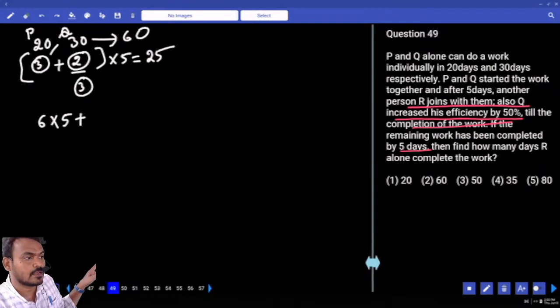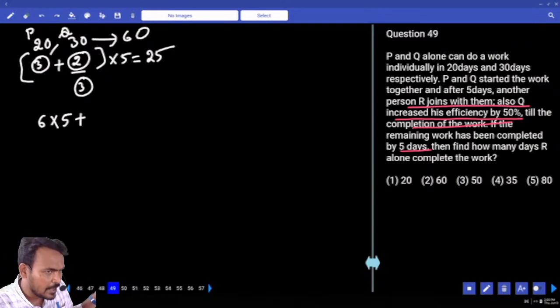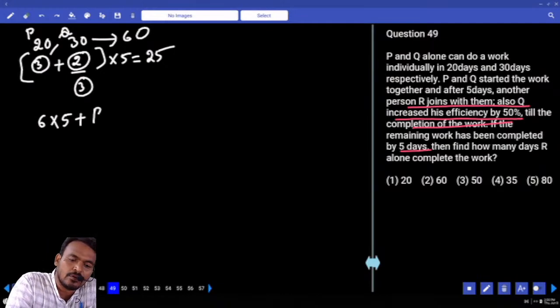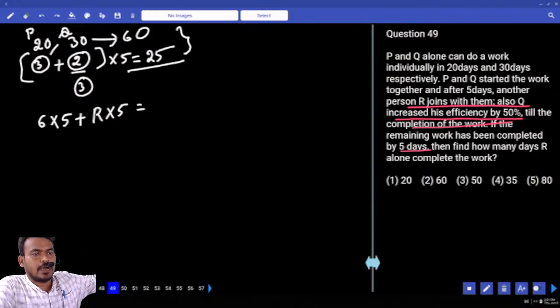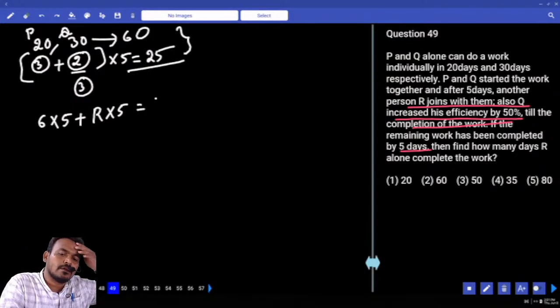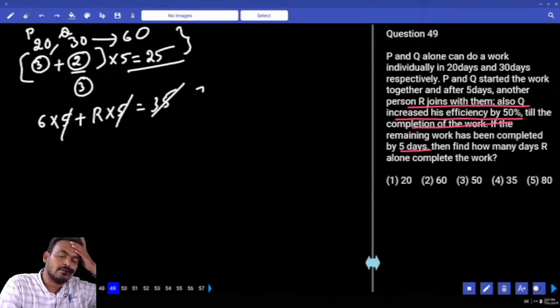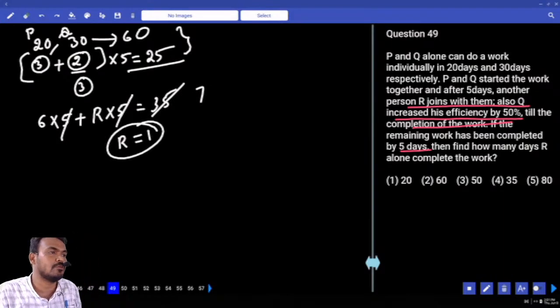Which work is it? P and Q's next 5 days of work, and R is also working for the next 5 days. So R into 5 days equals the remaining work, not the total work. Out of 60, already 25 is complete. What is the remaining? 35. So 5 fives are 7, then R equals 1 part per day.